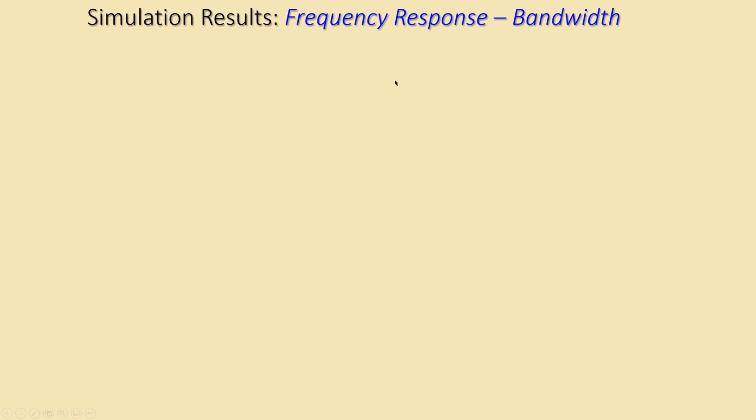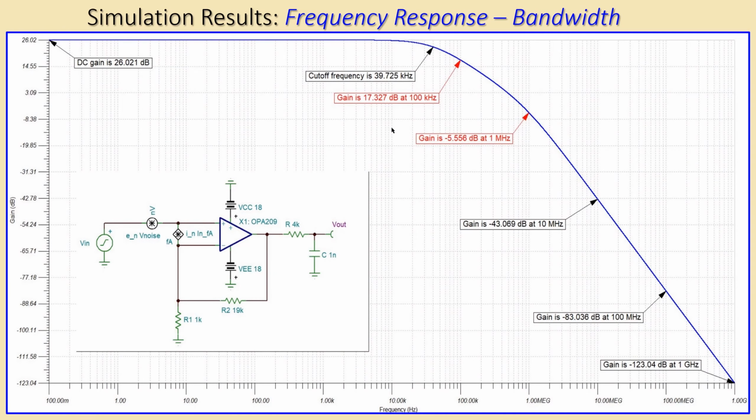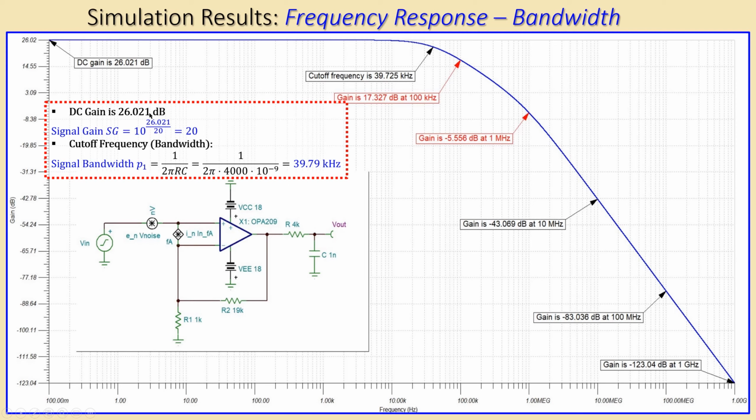So let's look at the simulation results. First, we start with the frequency response, and specifically we'll look at the bandwidth and other parameters. We see in this plot the circuit we have used, and we have the DC gain, which is approximately 26 dBs, and the cutoff frequency, and we have some labels to check our assumptions. The DC gain is approximately 26 dB, and if you convert this DC gain in dBs to a scalar value using this formula, you will have very close to 20. That's exactly what our signal gain is, so that is a confirmation that the DC gain is correct.